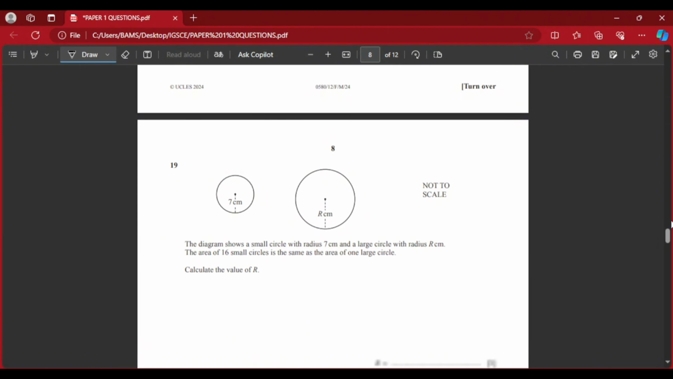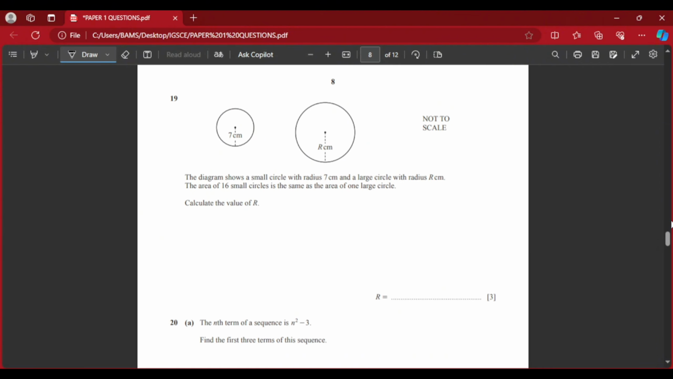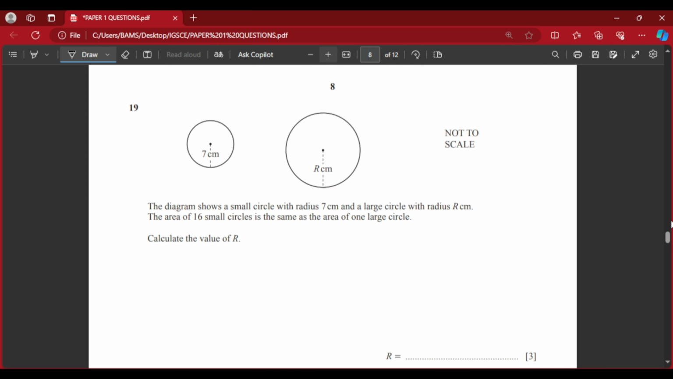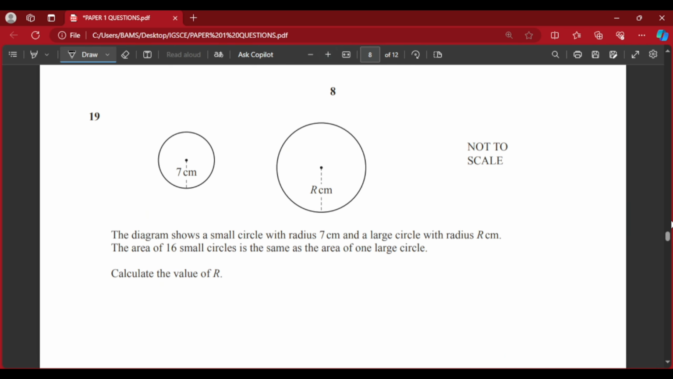So question 17. I think we can now bring it higher so we can see it very well. The diagram shows a small circle with radius 7 and the bigger one with radius r. The area of the large circle is 16 times the area of the small circle. So the areas are related.